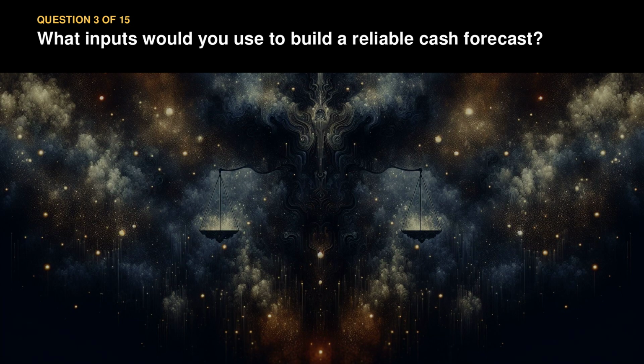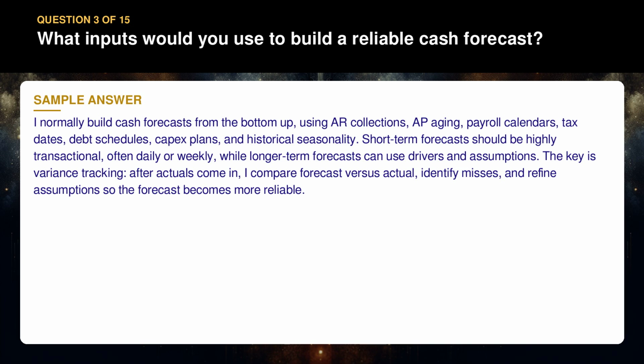Question 3. What inputs would you use to build a reliable cash forecast? I normally build cash forecasts from the bottom up, using AR collections, AP aging, payroll calendars, tax dates, debt schedules, CapEx plans, and historical seasonality. Short-term forecasts should be highly transactional, often daily or weekly, while longer-term forecasts can use drivers and assumptions. The key is variance tracking. After actuals come in, I compare forecast versus actual, identify misses, and refine assumptions so the forecast becomes more reliable.